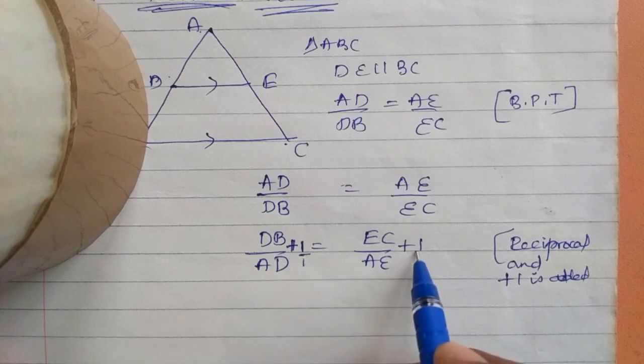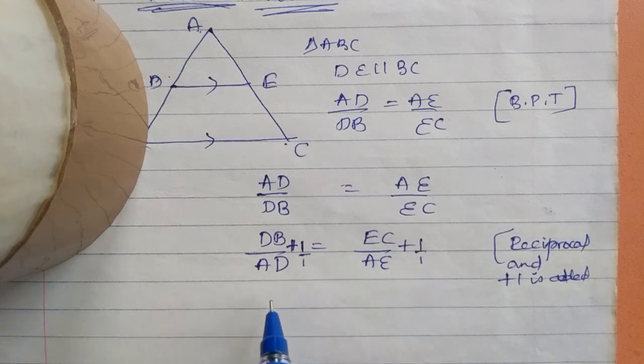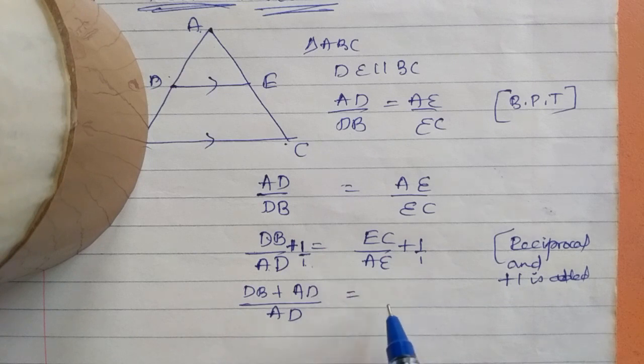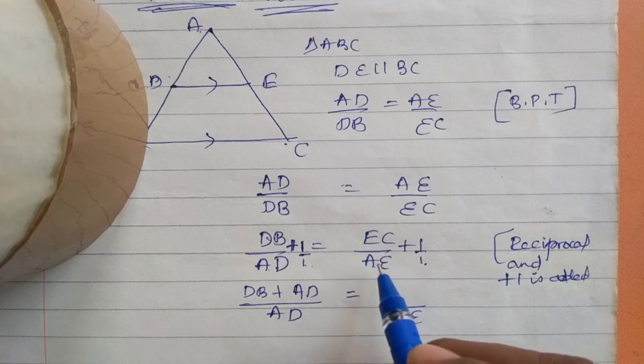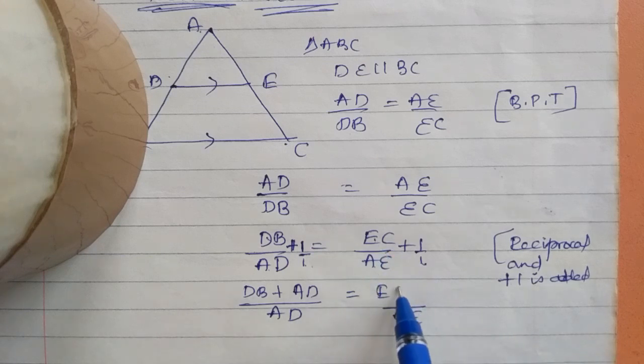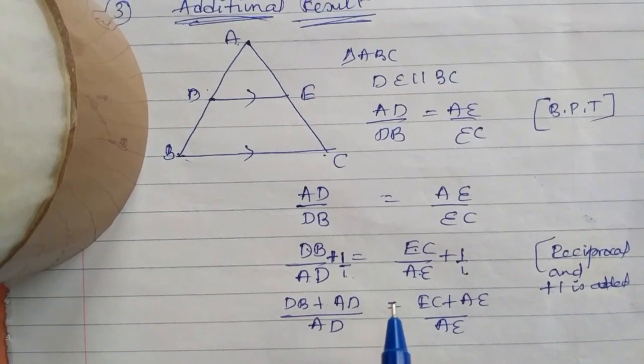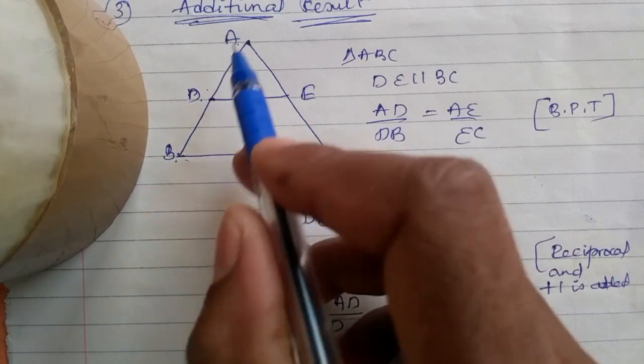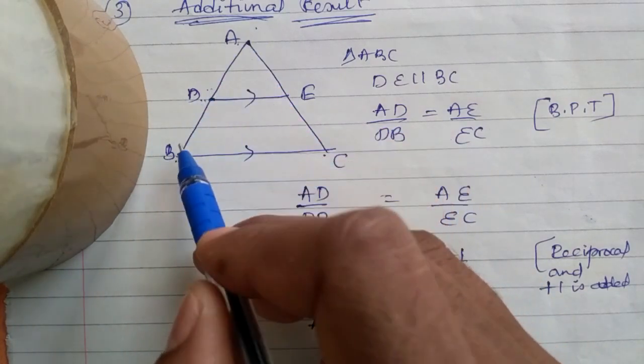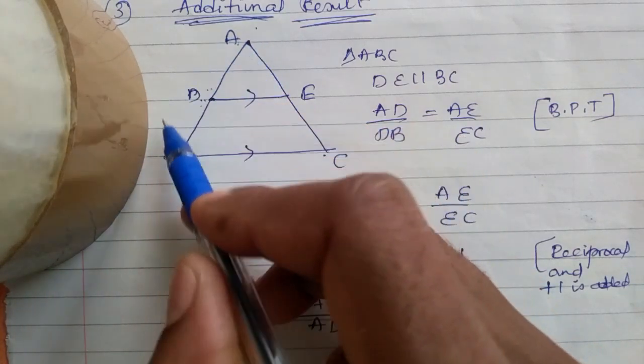Then go for LCM. Then we get (DB plus AD) by AD on the left-hand side. Similarly on the right-hand side, (EC plus AE) by AE. Now look at DB plus AD. DB plus AD is nothing but the full AB.